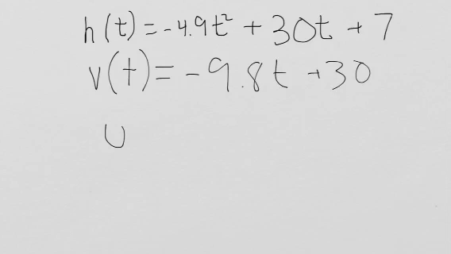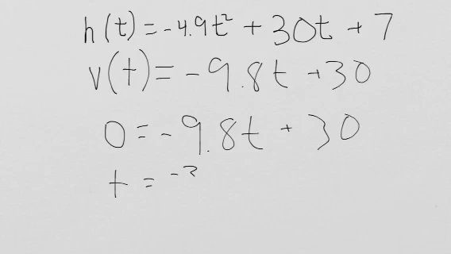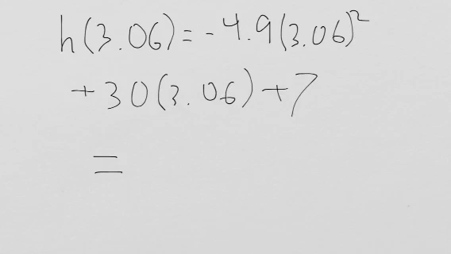So if we substitute 0 in, we get something that looks a little like this. And then what you can do from there is just solve for t. So t is going to look like negative 30 over negative 9.8, which is going to come out to be 3.06.